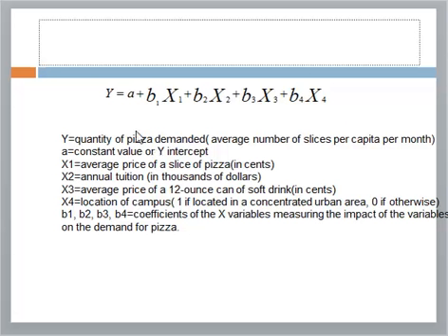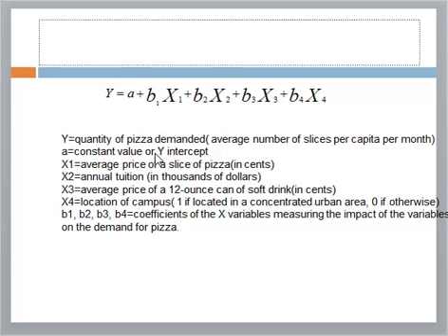In this case, to determine the demand for pizza, we collect the information for y and x1, x2, x3, and x4. So y equal to a plus b1 x1 plus b2 x2 plus b3 x3 and b4 x4. Y is the quantity of pizza demanded. The unit is average number of slices per capita per month.